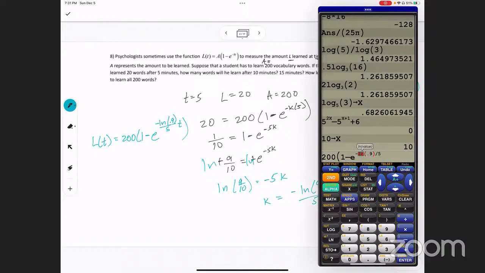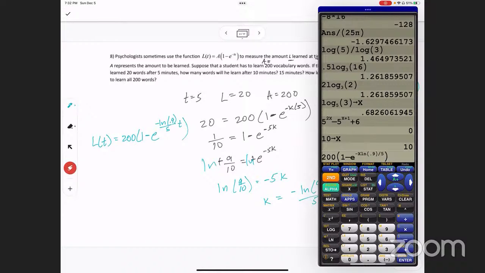Negative, insert, negative x. See what I did there? I put the x in front of it so that it multiplies the ln, because that's really what I want to do. That's what that t is doing right there. Do you follow my syntax there?